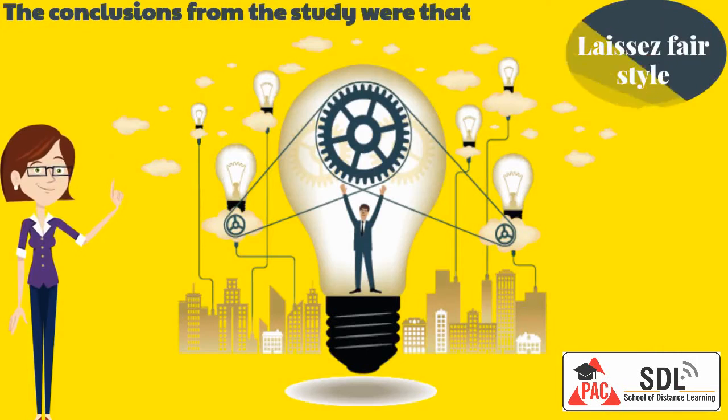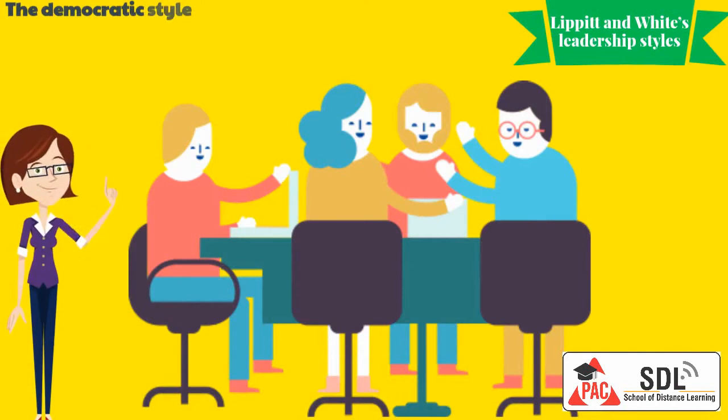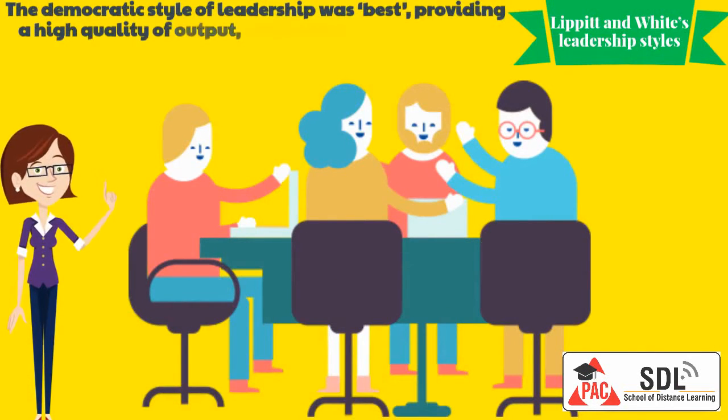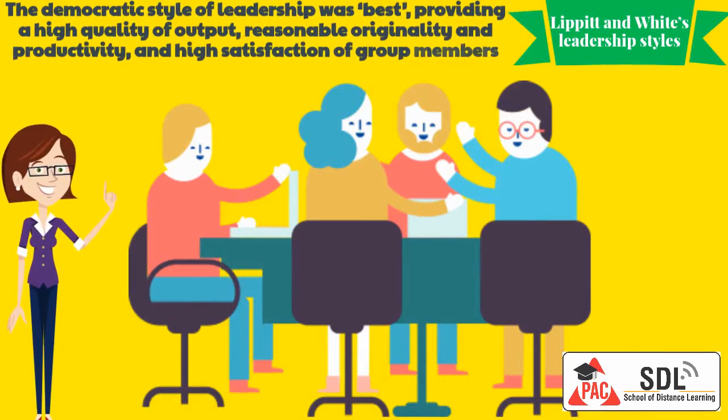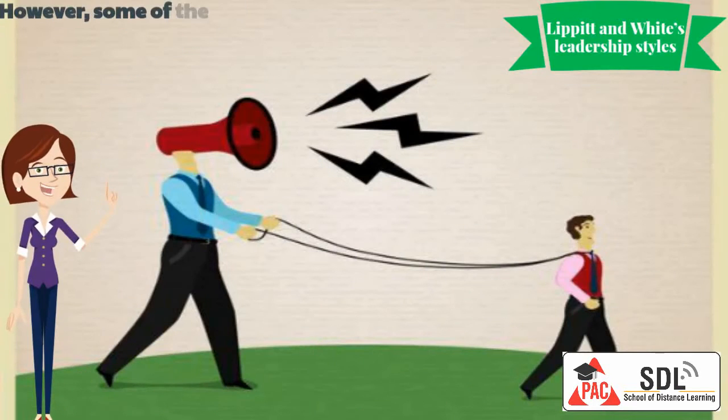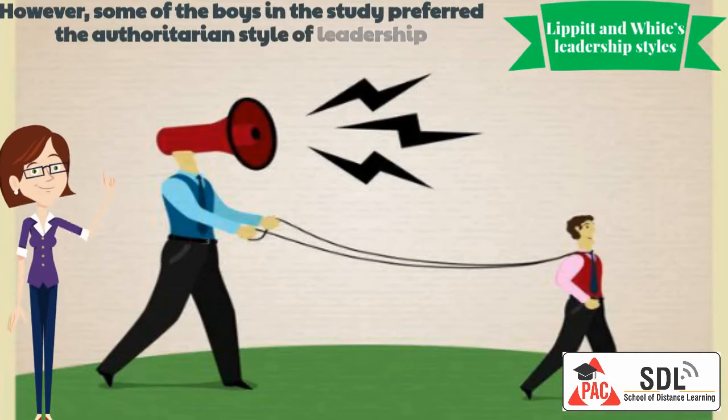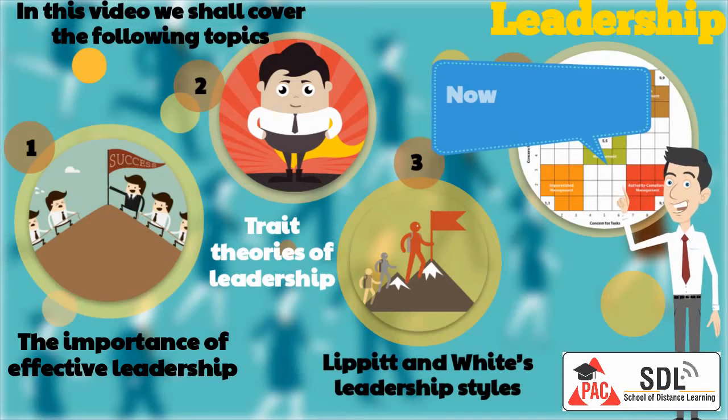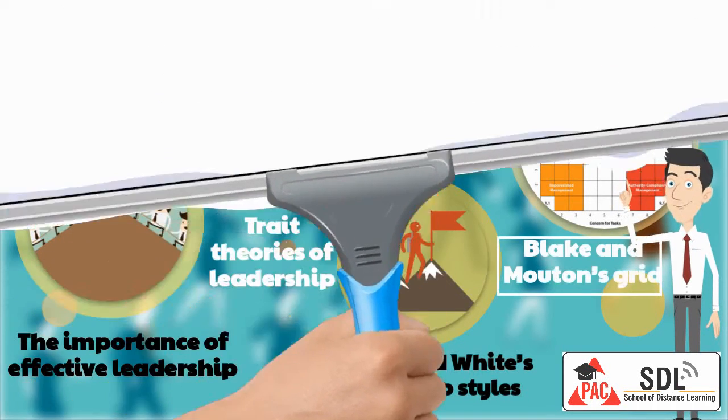The conclusions from the study were that the democratic style of leadership was best, providing a high quality of output, reasonable originality and productivity, and high satisfaction of group members. However, some of the boys in the study preferred the authoritarian style of leadership. Now let's discuss Blake and Mouton's grid.